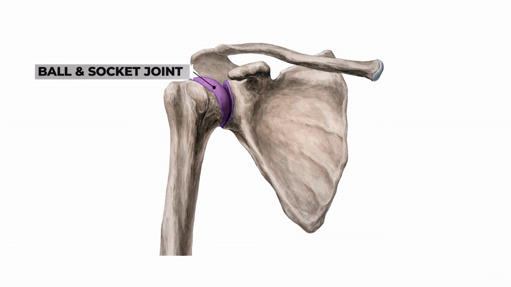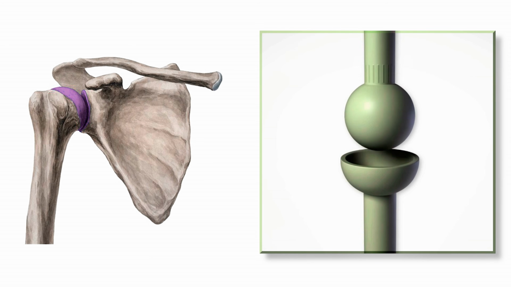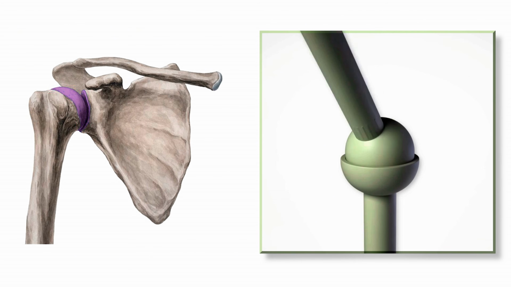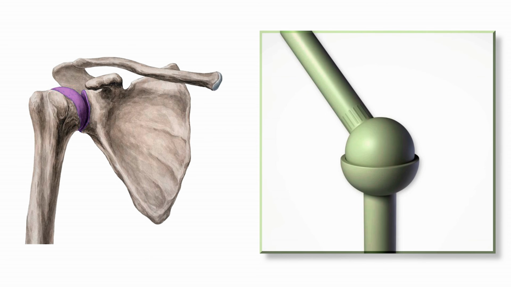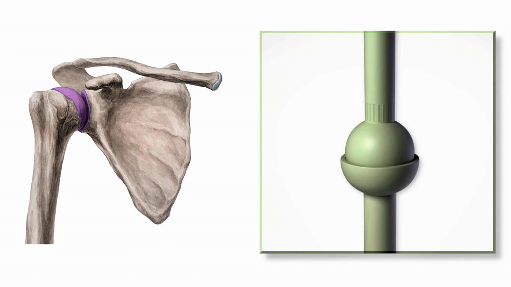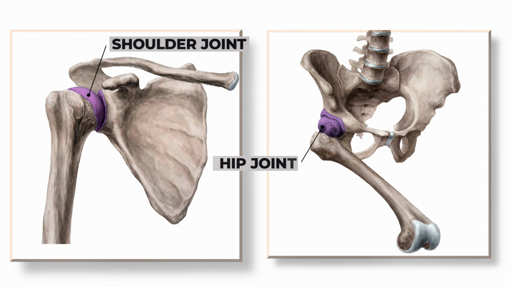Ball and socket joint. This is a highly movable joint. In this joint, one articulating surface is like a ball, and the other is like a socket. Because of this connection, this joint can perform every type of motion, such as flexion, extension, abduction, adduction, circumduction, and rotation. Examples of ball and socket joints include the shoulder and hip joints.